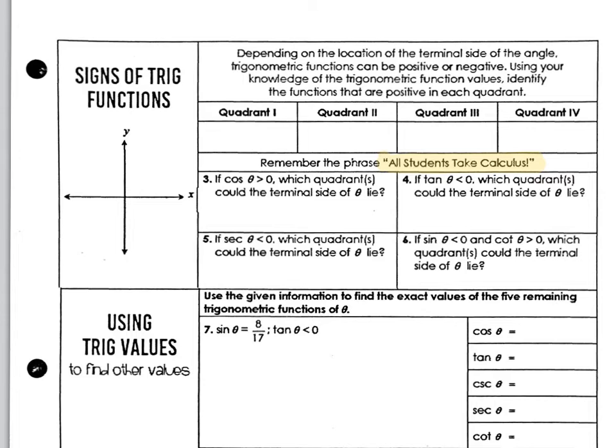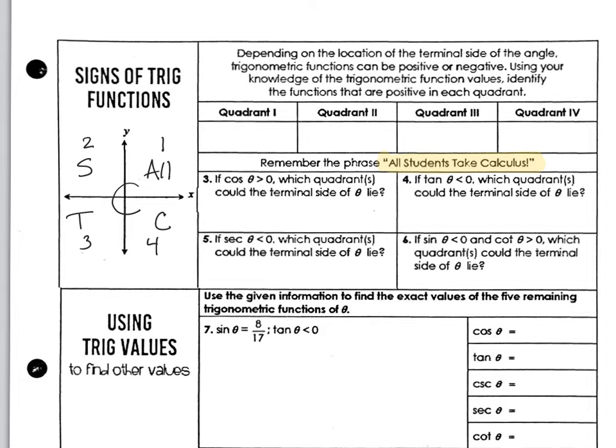So it goes like the letter C. So we start here. This is quadrant 1. This is quadrant 2, 3, 4. So it goes all, and then S for students, T for take, and C for calculus.